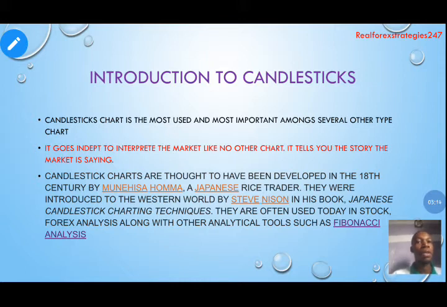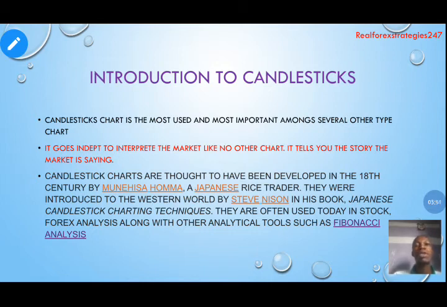Now, a little bit about the history of candlesticks. Candlestick charts are thought to have been developed in the 18th century by Munehisa Homma, a Japanese rice trader. In the ancient time, during the 18th century, this Munehisa Homma was the one who developed the Japanese candlestick chart. When you see a candlestick chart, the real name is actually Japanese candlestick chart because it was developed by a Japanese rice trader.